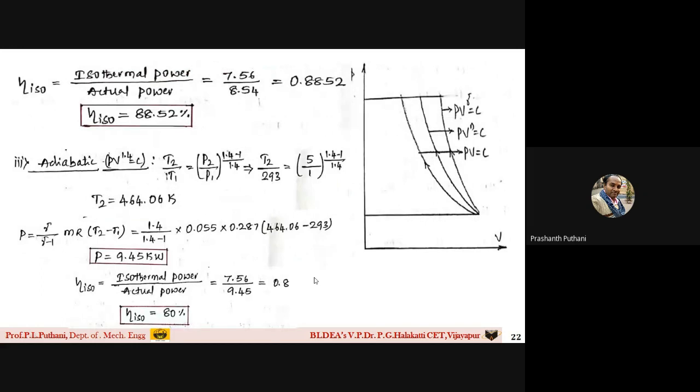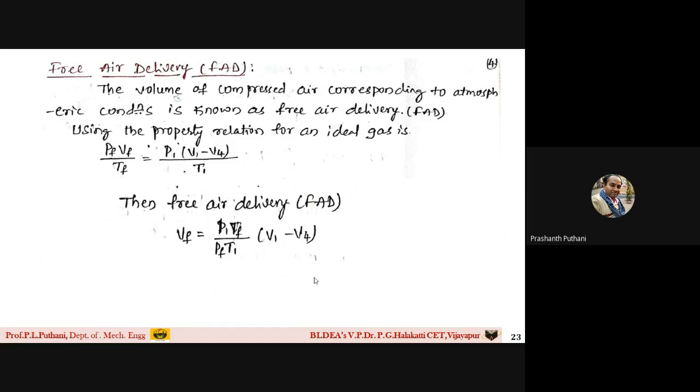Okay. Now, one small concept we'll discuss and we shall stop here only. One concept we call it as free air delivered. We call it as free air delivered, students. What is this free air delivered? When the air is being compressed, that volume of air with respect to the corresponding atmospheric conditions, whatever it is there, we call it as free air delivered.